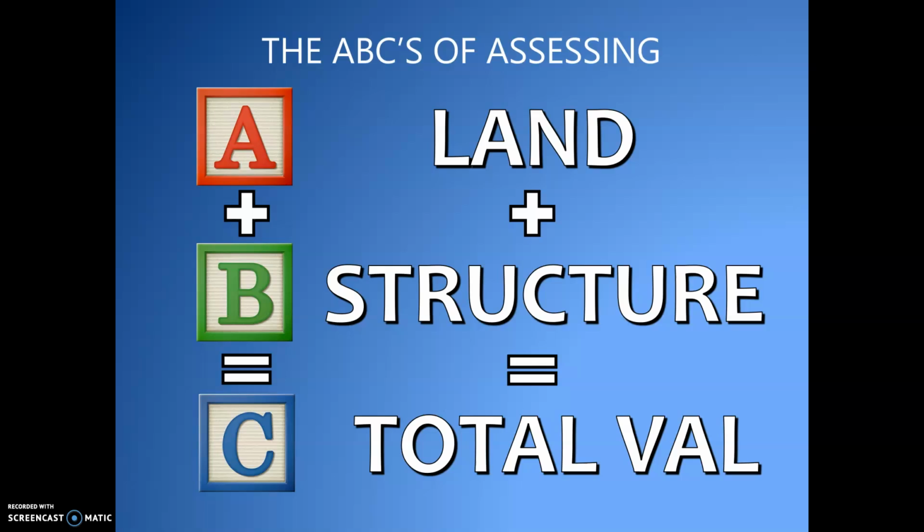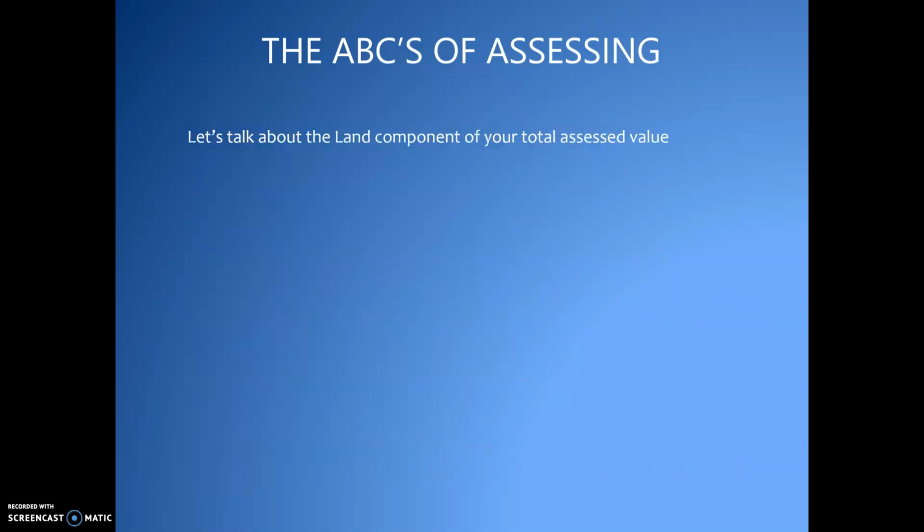Something Melanie had stated in her presentation is she could give everybody a $1 land value and then adjust the structure values so that we come up with the correct total overall value. But in doing so, that would be extremely unfair and inequitable for everybody and would probably create quite an uprising. So we're going to look at the land component of your assessed value today.